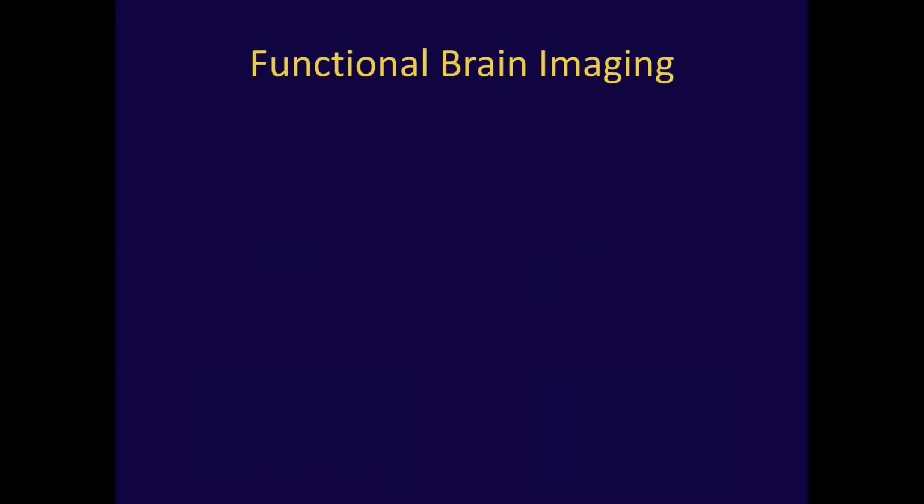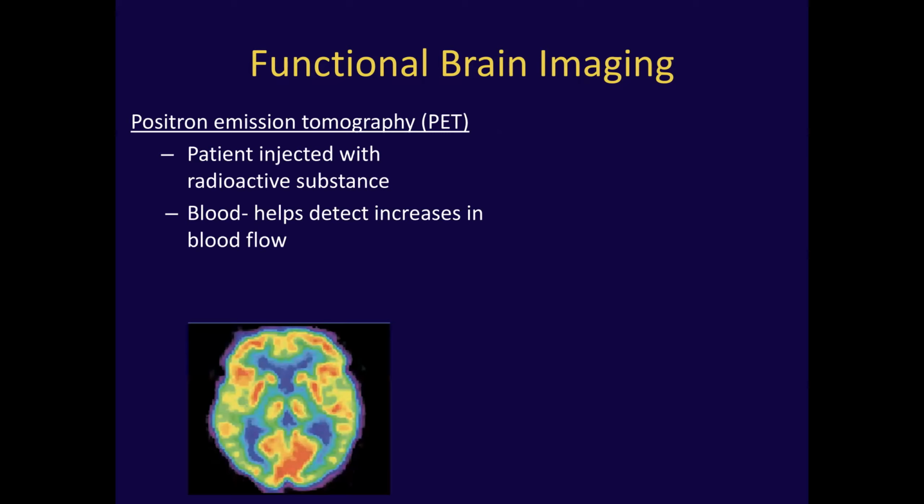Functional neuroimaging allows us to determine in vivo what parts of the brain are active at rest and during particular tasks. So PET scans are what produce those really pretty pictures that you see. It's what's on the left.